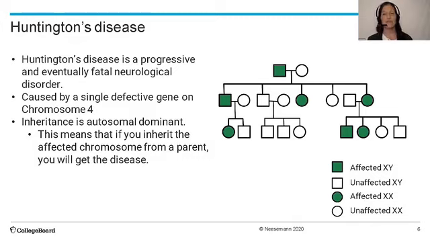Huntington's disease is a disease you might have heard of, you might not have. It's a progressive and eventually fatal neurological disorder. This is caused by a single defective gene on chromosome number 4. And the inheritance pattern here is autosomal dominant, meaning if you inherit the affected chromosome from a parent, you will get the disease. And we can analyze this inheritance by looking at a figure called a pedigree, which is what's shown here. And if someone is affected with Huntington's disease, their symbol is shown as colored in here.